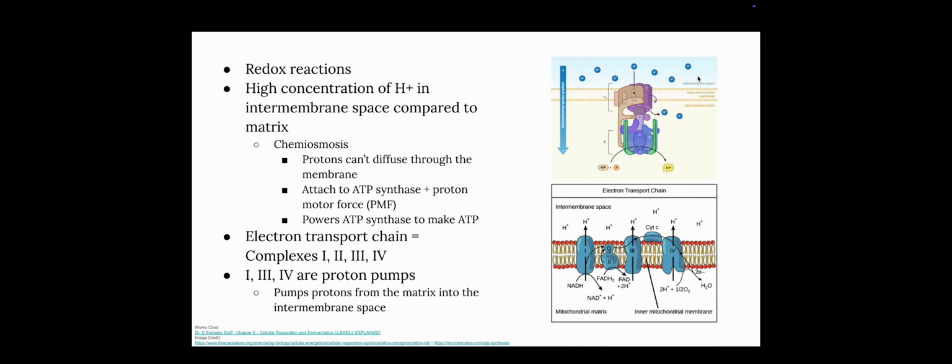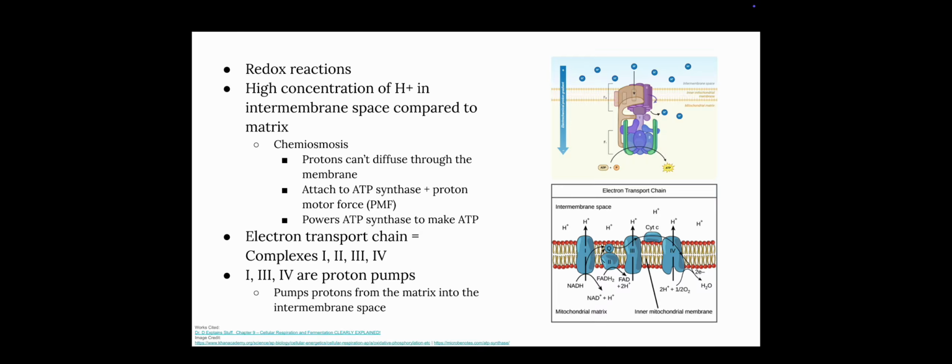The protons naturally want to go to the matrix to balance out the concentration, but they can't fit through the membrane, so they have to go through ATP synthase, which is this purple area over here. The top of ATP synthase is like a motor. It spins when protons attach to it using something called the proton motor force. This allows protons to get to the matrix and powers ATP synthase to actually synthesize ATP, because it needs energy. The diffusion of the protons is known as chemiosmosis.